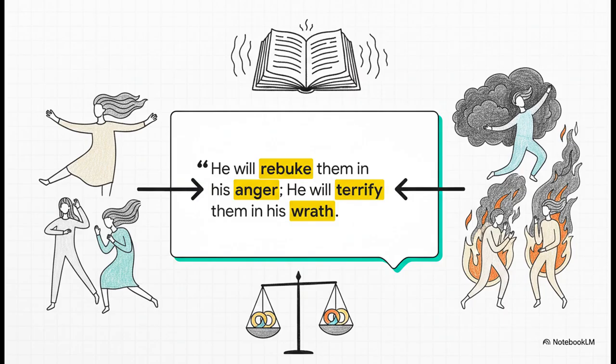But it's not just a simple repeat. The first line tells us what God does. He rebukes. The second line tells us the effect of that action. It terrifies. The two lines are working together to paint a much fuller, more intense picture.